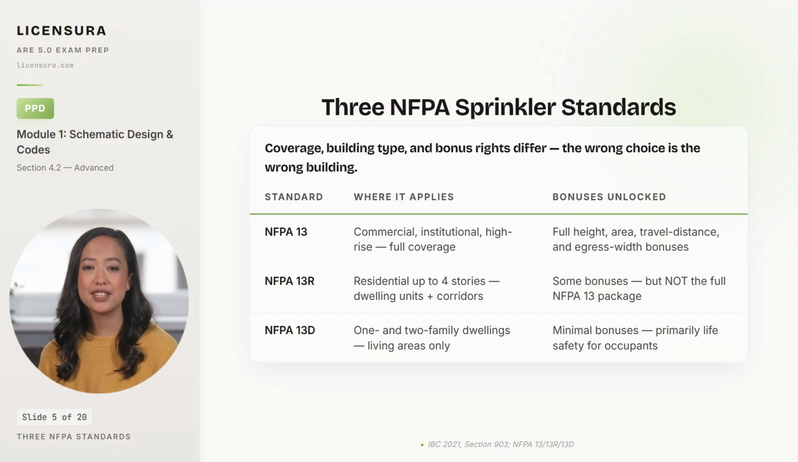NFPA 13D is the 1 and 2 family dwelling standard, covering living areas only, not garages, attics, or closets. It is primarily a life safety system for occupants, not a building bonus tool. Architects who specify 13R on a 4-story apartment, thinking they get the same bonuses as 13, are setting up a redesign when the IBC tables get applied correctly. The differential between NFPA 13 and 13R is the single most tested distinction on the exam.